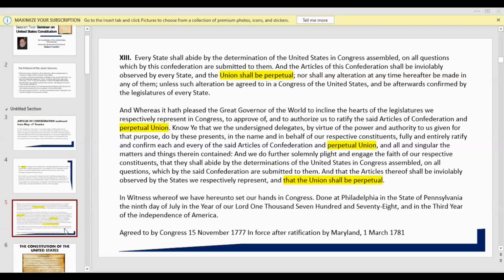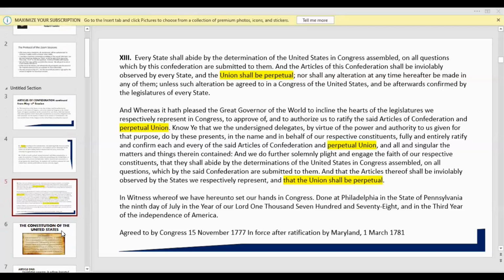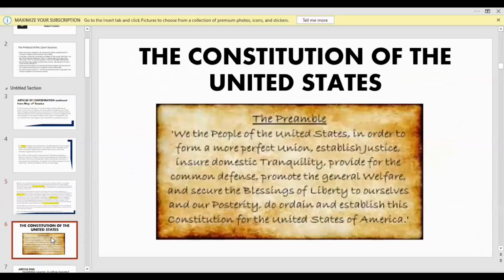So on we move now to the next slide, the United States Constitution. This document was written in 1787, as we said. They managed to knock this thing out in about 4 months. It solves most of the problems that were created by the Articles of Confederation. And of course, it's going to create some new ones.